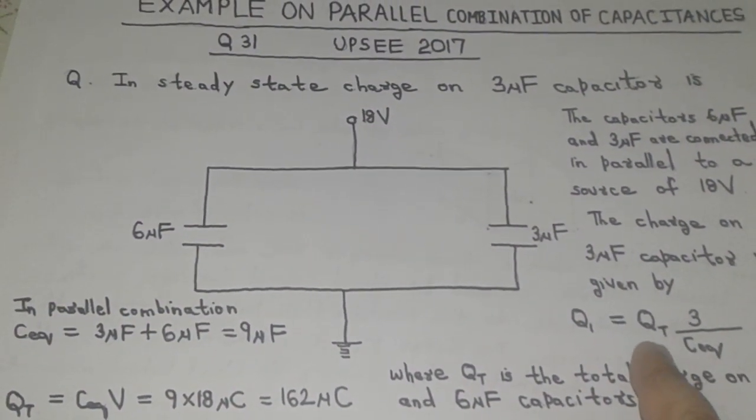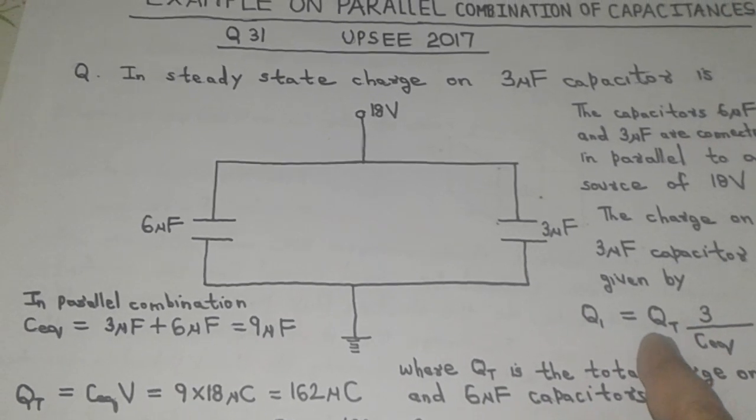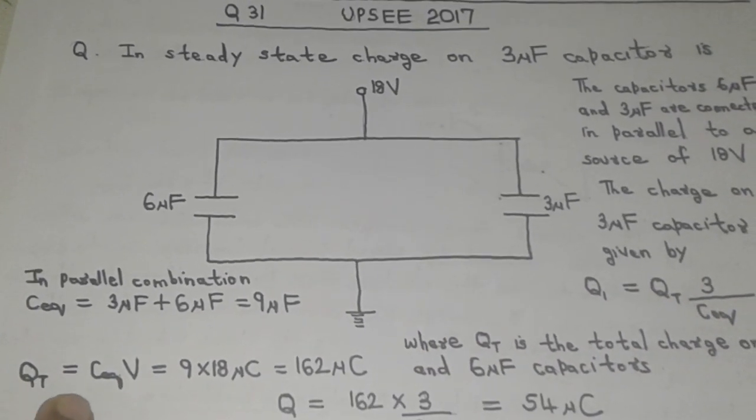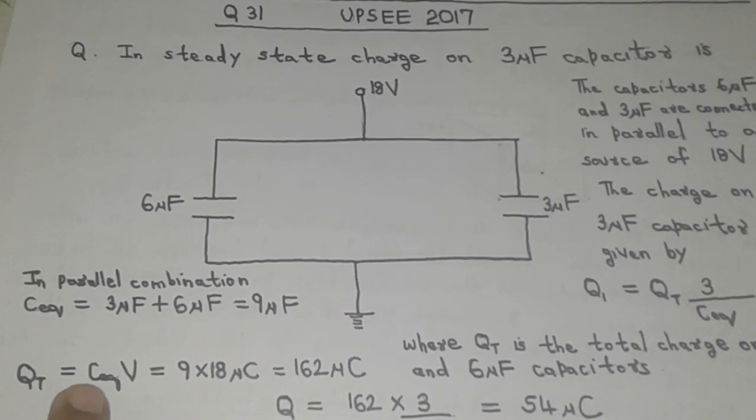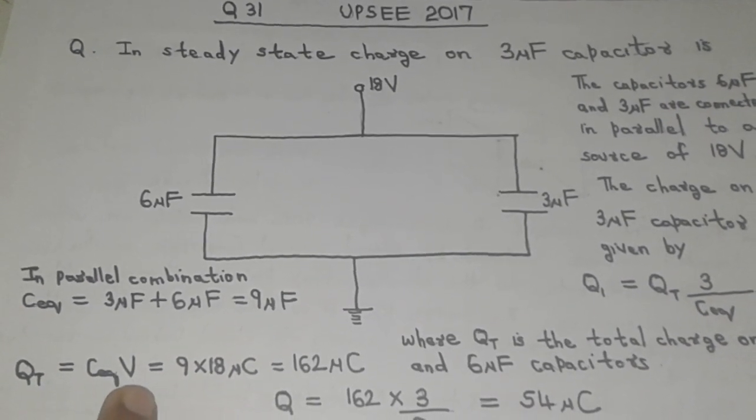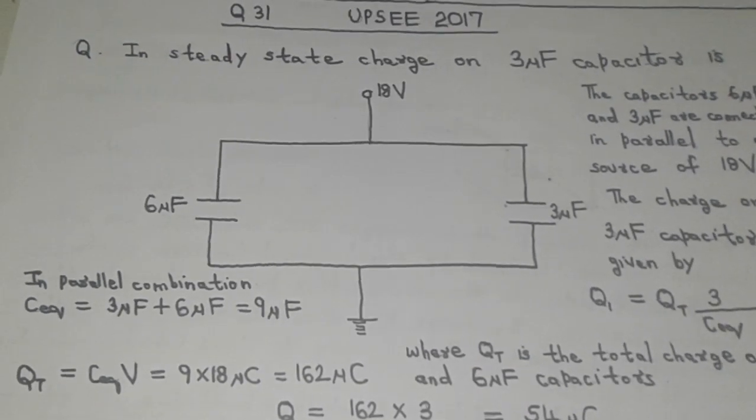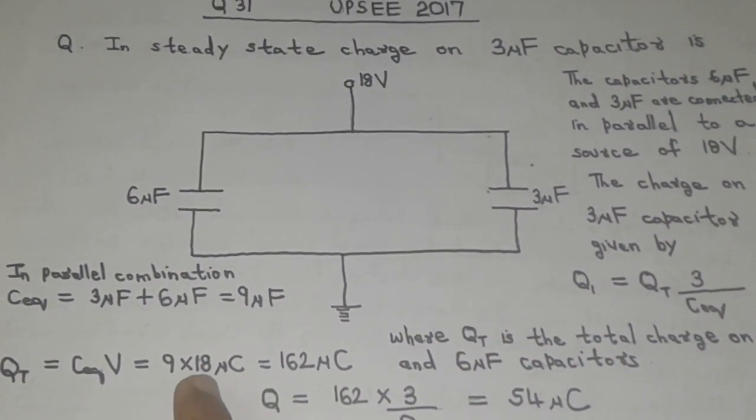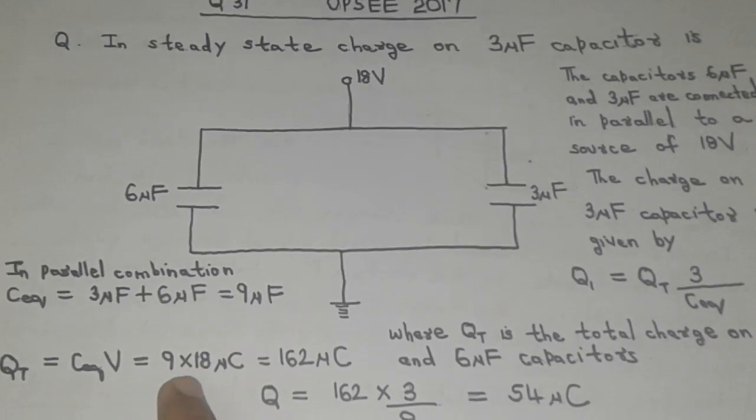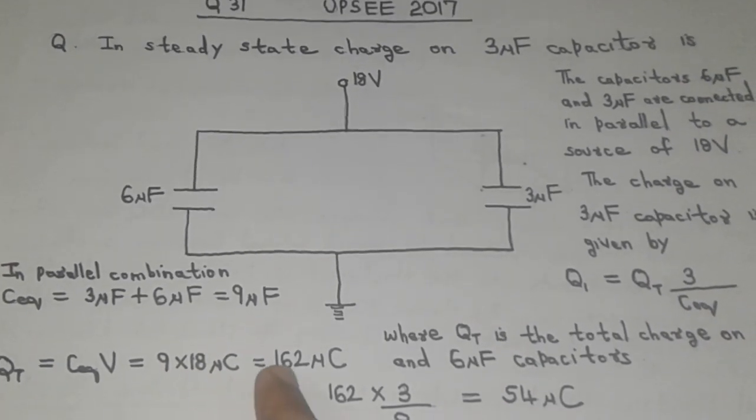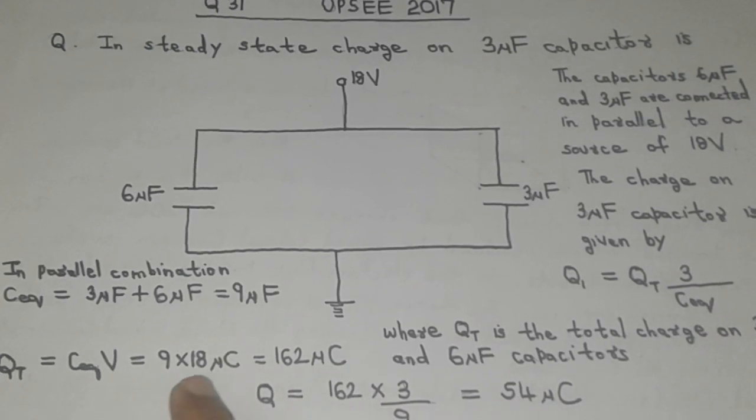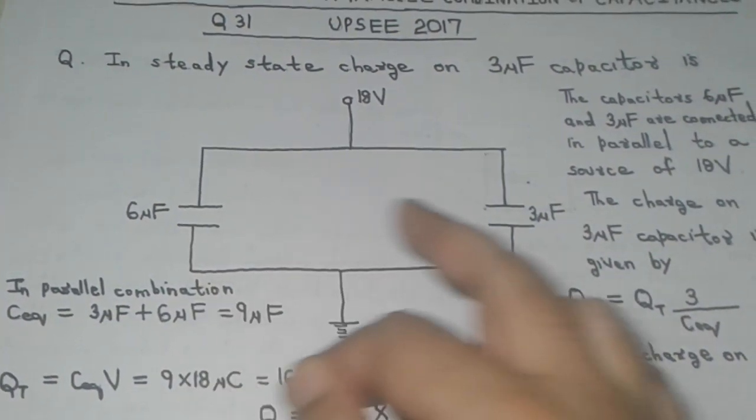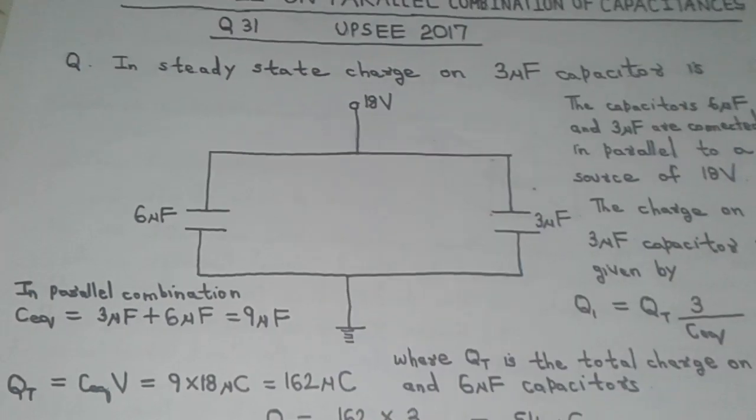Now the total charge is not known to us. So we can determine the total charge from the equation: total charge is equal to equivalent capacitance multiplied by the potential. So equivalent capacitance is 9 multiplied by 18 volt, which is the potential. So we get 9 into 18, that is 162 microcoulomb charge. This is the total charge supplied by the source to both the capacitors.